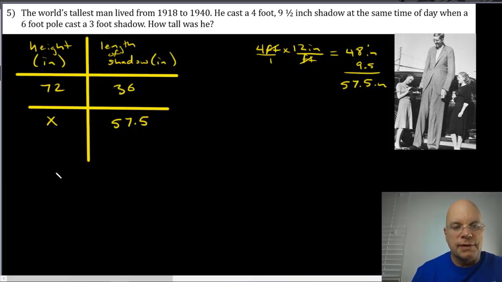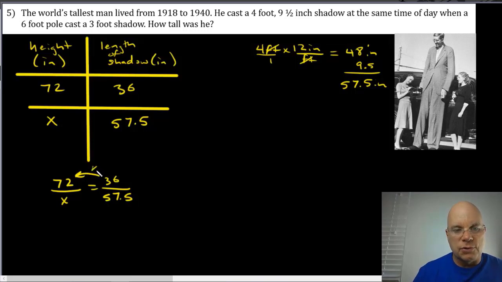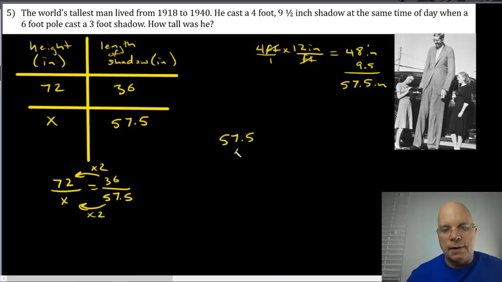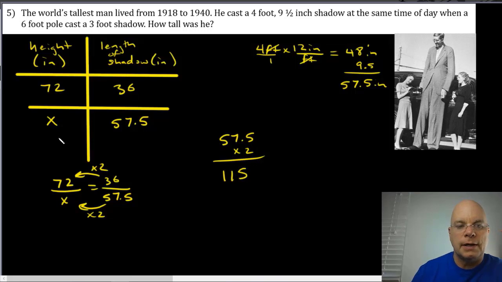There's a nice scale factor here. I think I'll actually write the proportion and show it a little better. 72 over x is equal to 36 over 57.5. Going this way is a scale factor of 2. So I can scale up this 57.5 times 2. I don't really need the traditional algorithm for this, right? Because 50 times 2 is 100. 7 times 2 is 14, and a half times 2 is 1 more, so it's 114 plus 1, or 115 inches for the height of the man.